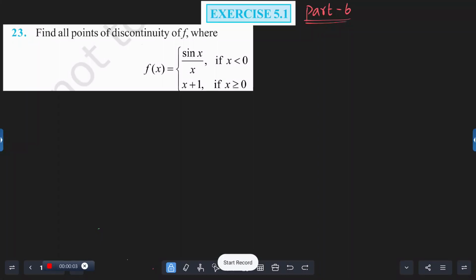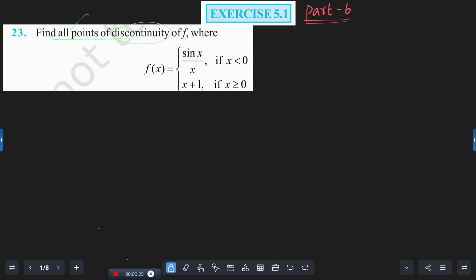Children, listen. Chapter number 5, Continuity and Differentiability, exercise 5.1, part number 6. Already 5 parts we have uploaded. This is the 6th part we are doing. Find all points of discontinuity. They are asking for the discontinuity points, where the discontinuity is for this question.